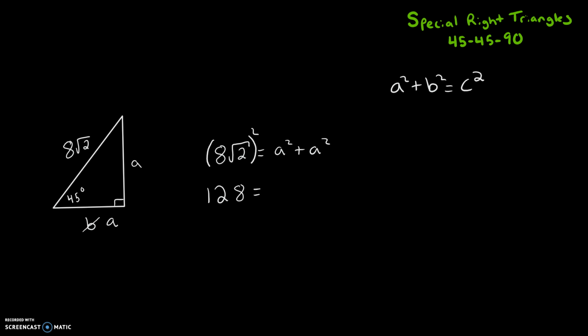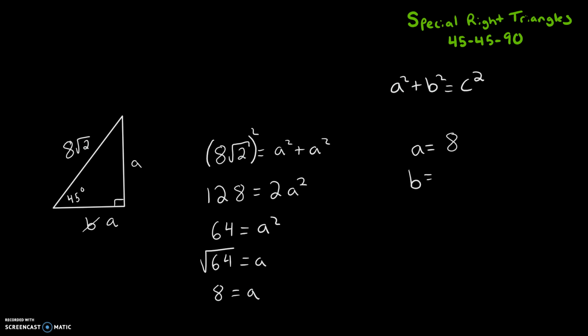128 is equal to a squared plus a squared, which is 2a squared. Divide both sides by 2, and you'll get 64 is equal to a squared. So the square root of 64 equals a, or 8 equals a. So on your test, when you finally write it down, you need to say a is equal to 8, as well as b is equal to 8. That is your final answer right there.